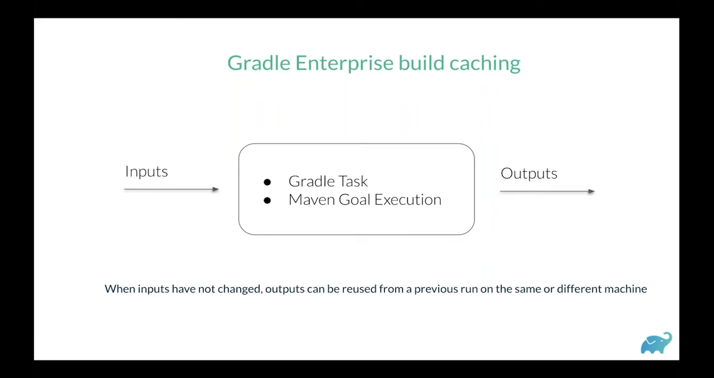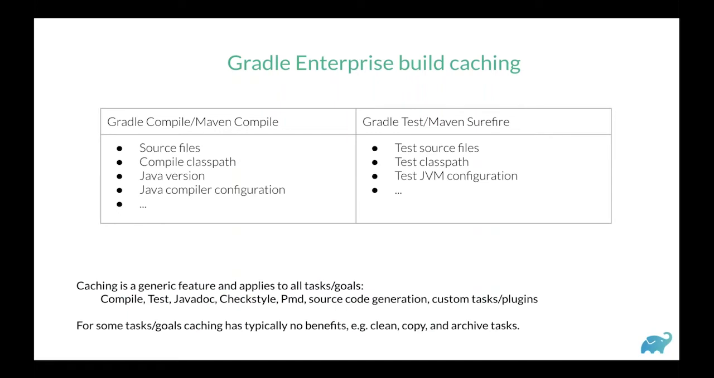The concept is simple, but the effect is huge. Concrete example: if we have a compile task or a test task, or in Maven a compile goal or a test goal, what are the inputs? Different things: source files, compiler, compile classpath, Java version, and so on. And if those are the same, and we did compile before, we can take the classes out of the cache. So that's the concept. And it comes out of the box for many different tasks and goals. For some goals, it makes no sense, like clean. There's not much to cache when there's a clean, but otherwise it is.